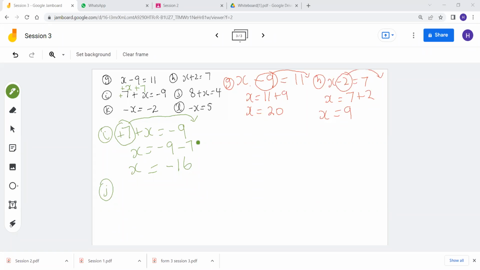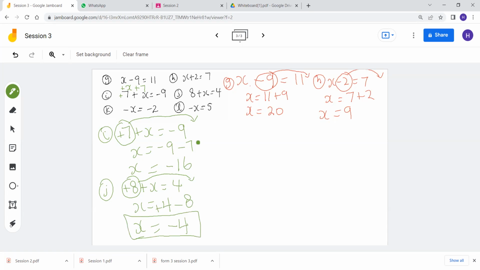Part J now, we have 8 add x equals 4. The inverse of adding 8 is subtracting 8, so we subtract 8 on the other side. So x is equal to 4 take away 8. This one tests the different signs rule: subtract and take the sign of the bigger number. 8 take away 4 is 4, so minus 4 is the answer for this one, right?